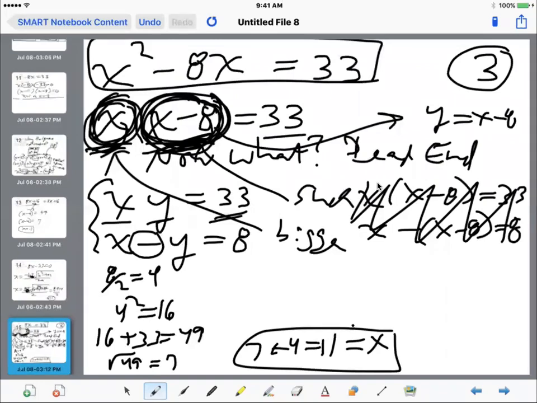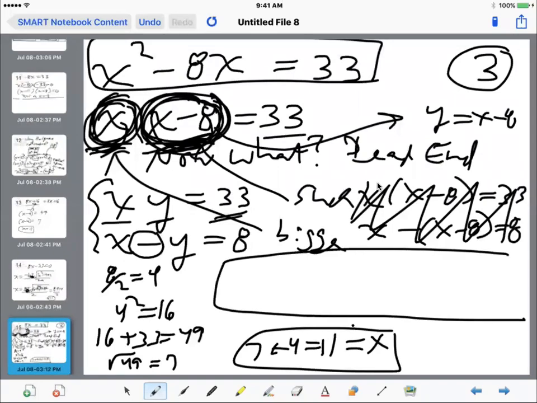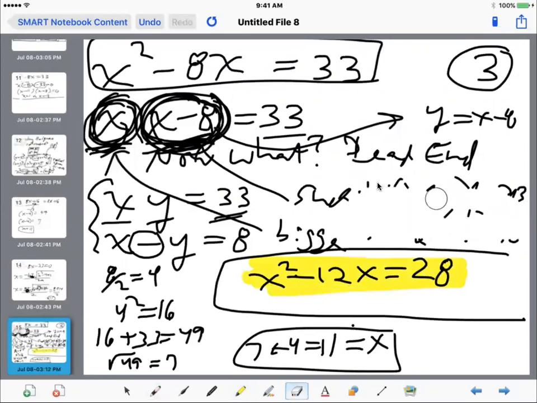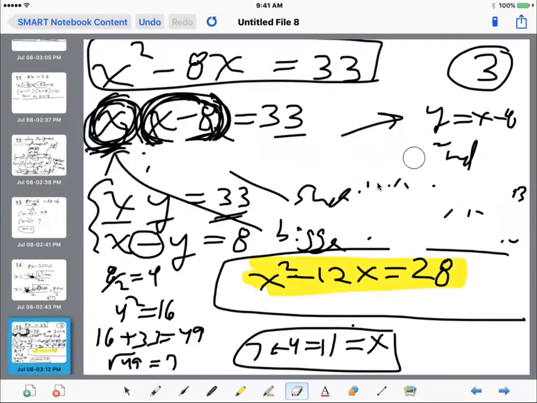Let me put up on the screen and then I'm going to leave this up here for now, but would you now try to use this process to do x squared minus 12x equals 28? So I'm going to have you work now on this question. I'll leave the other one up on the screen. Try to model it. Let me erase that stuff.